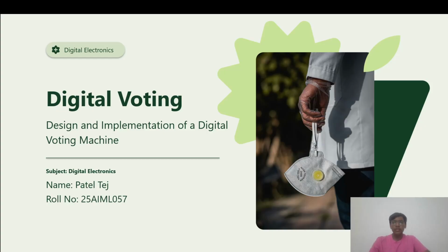I am going to present my topic on digital voting system, an important application of digital electronics that plays a major role in modern democracy. As we all know, voting is the backbone of a democratic country. It allows citizens to choose their leaders and participate in decision making. Earlier, it was done using paper ballots. Although simple, this method had many drawbacks, such as slow counting, chances of human error, invalid votes, and many more. To overcome these issues, technology has introduced digital voting machines which make the process faster, more accurate, and more secure.